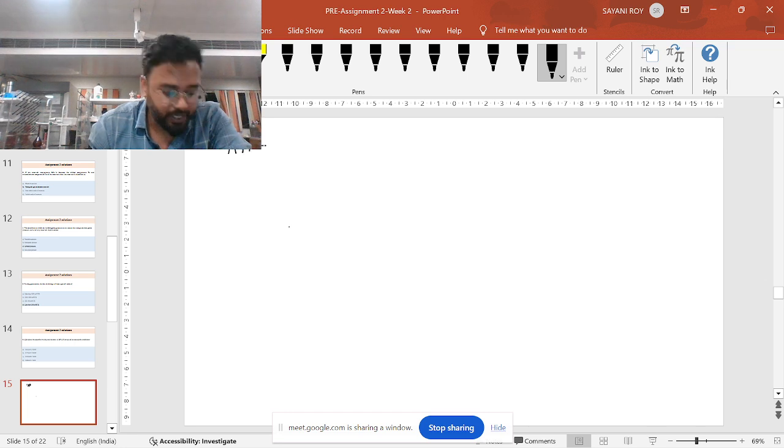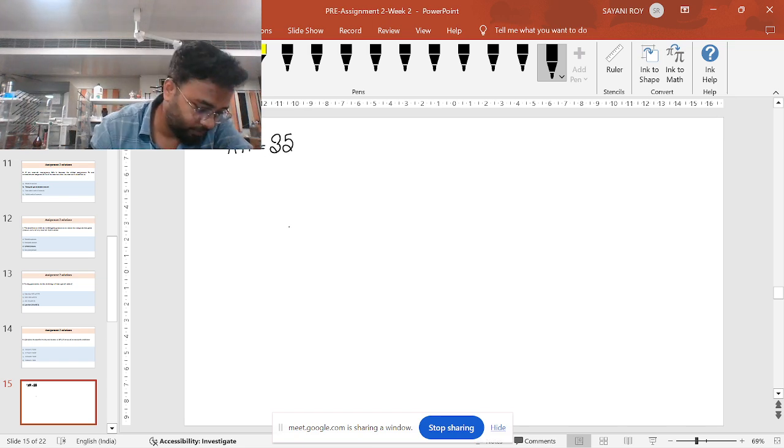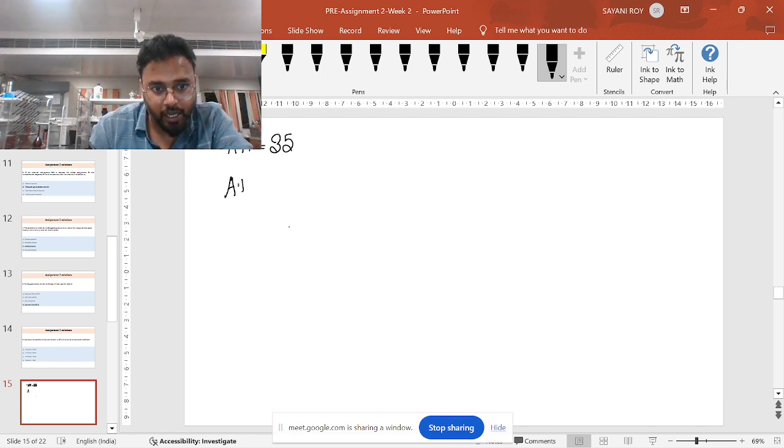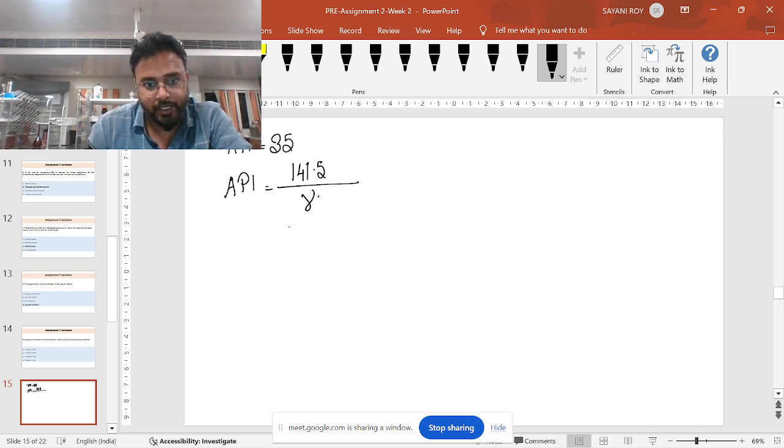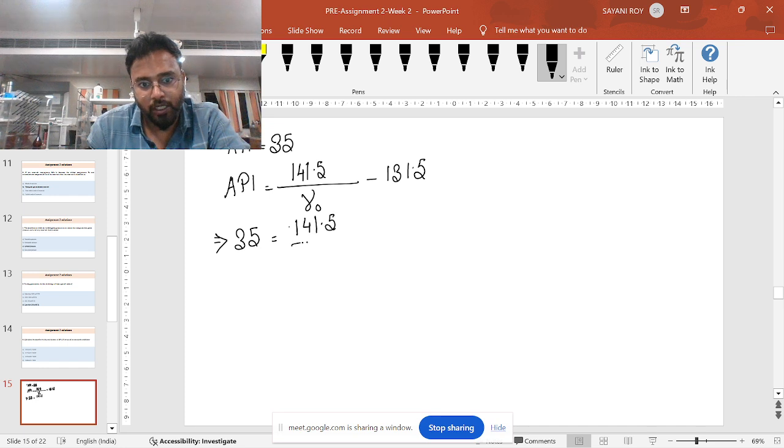Degree API is given as 35. I have already given you the formula. API equals 141.5 divided by specific gravity of oil minus 131.5. So it will be 35 equals 141.5 divided by specific gravity of oil minus 131.5.